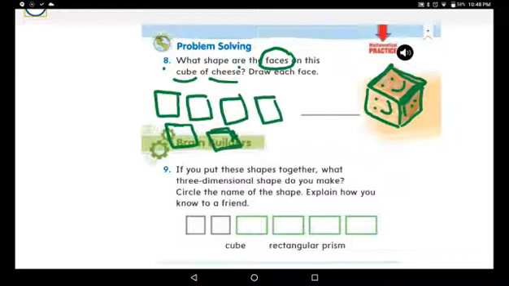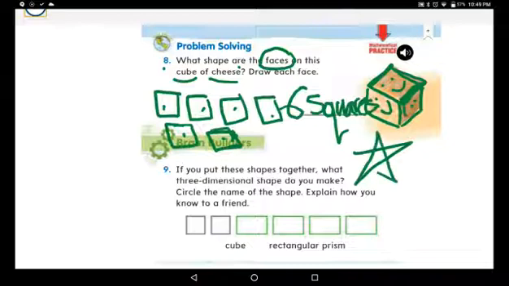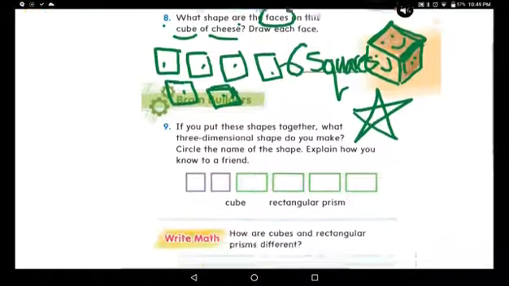Okay, my dear? Now, 1, 2, 3, 4, 5, 6. How many faces? It's 6. Rectangles? No. Squares. Squares. Great job. Now we are done. Grade 1, we are done.